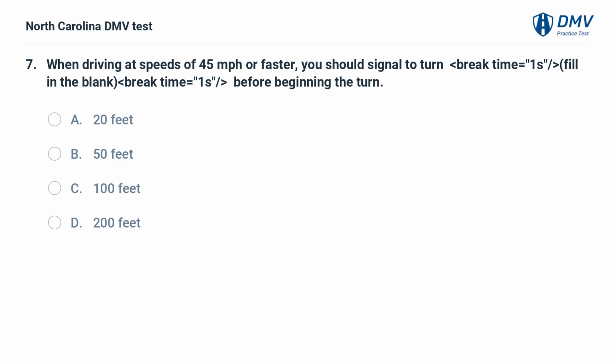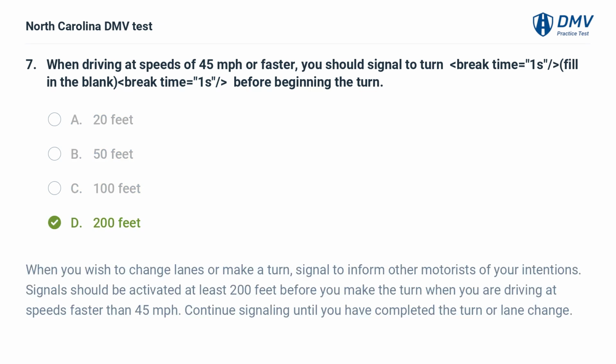When driving at speeds of 45 miles per hour or faster, you should signal to turn. Fill in the blank. Before beginning the turn. A. 20 feet. B. 50 feet. C. 100 feet. D. 200 feet. D. 200 feet.